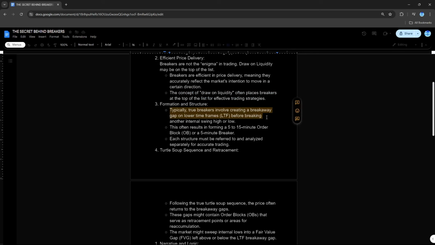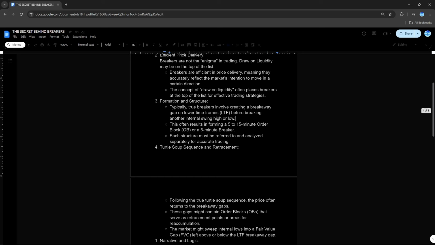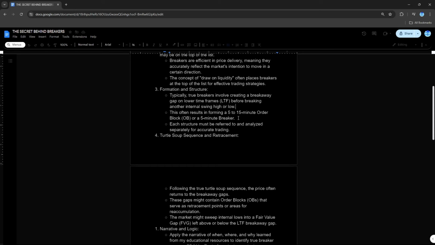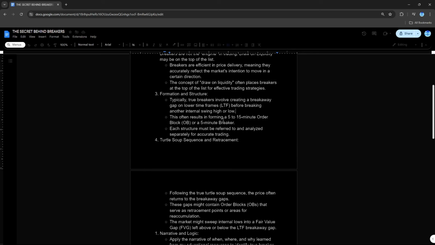Typically, a true breaker involves creating a breakaway gap on a lower time frame before breaking an internal swing high or swing low. This often results in forming a 5 to 15 minute order block or a 5-minute breaker inside of what you would see in a lower 1-minute order block then a 1-minute breaker. So keep all of our time frames aligned and on top of our heads. You'll see us create a 1-hour breaker, and then create a 5-minute breaker that forms an order block.